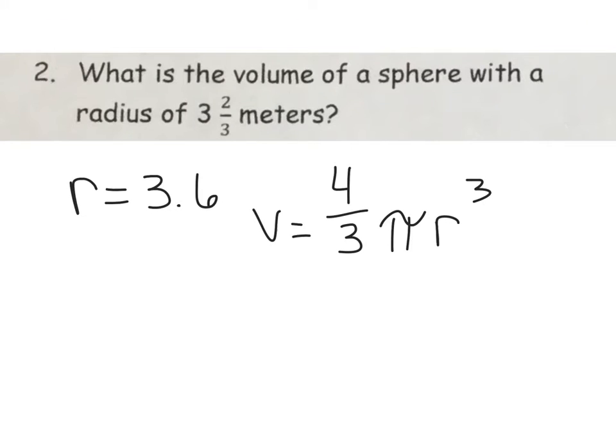Okay, number 2. What is the volume of a sphere with a radius of 3 2/3 meters? So the radius, you can just use 3.6 approximately. It's 3.6 repeating, but you can just go ahead and use that. And use the formula for volume of a sphere, which is right there. And just plug it in and put it in your calculator.